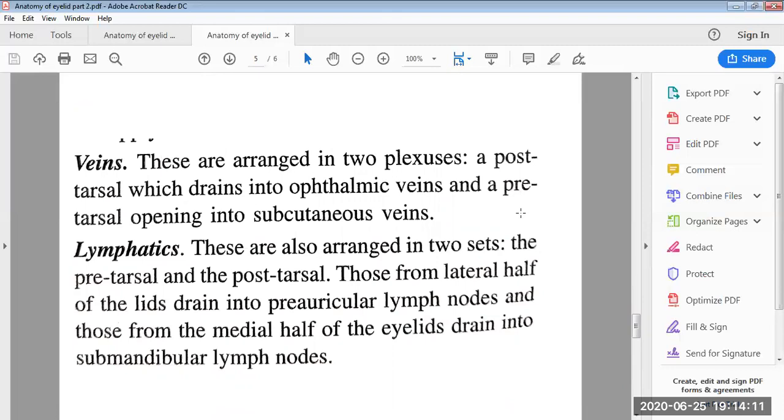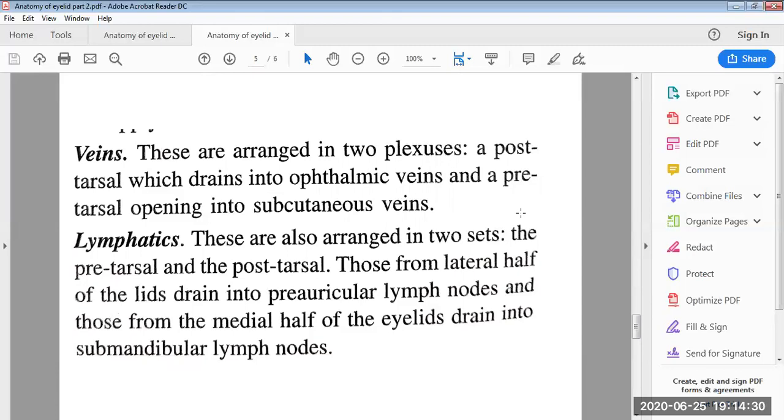Okay, next are the lymphatics. These are also arranged in two sets, the pre-tarsal and post-tarsal. Those from the lateral half of the lids drain into the preauricular lymph nodes, and those from the medial half of the eyelids drain into the submandibular lymph nodes.